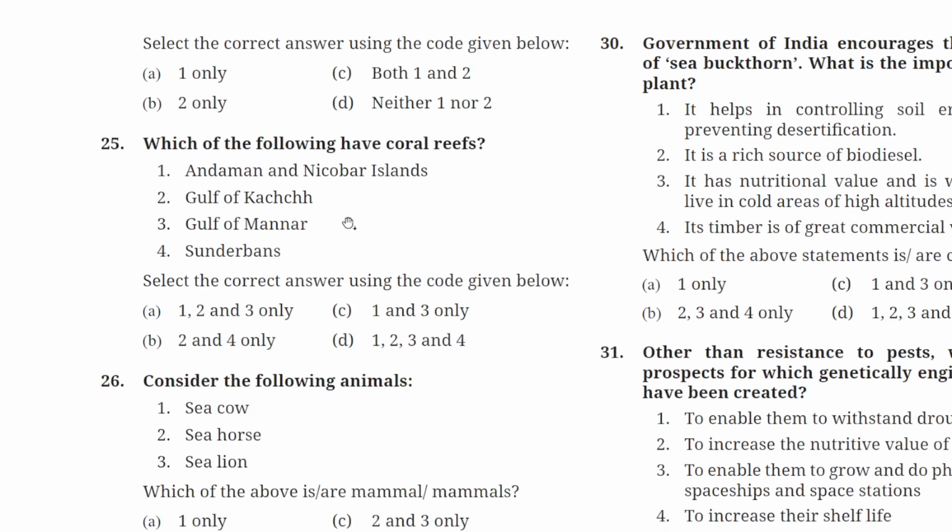Okay. Let's see. Andaman and Nicobar Islands, yes. Gulf of Kutch, yes. Gulf of Mannar, yes. But not Sundarbans. Okay. Answer is A. The major reef formations in India are restricted to the Gulf of Mannar, Palk Bay, Gulf of Kutch, Andaman and Nicobar Islands, and the Lakshadweep Islands. The Lakshadweep reefs are atolls. The others are all fringing reefs. Patchy coral is present in the intertidal areas of the central west coast of the country. Availability of coral reefs in Sundarbans has not been reported in India. So answer is 1, 2, and 3 only.